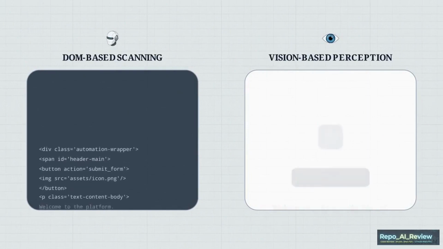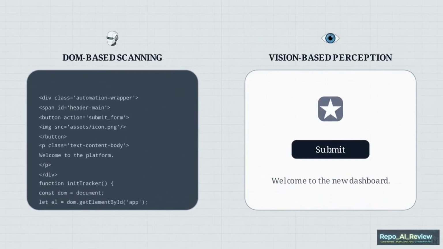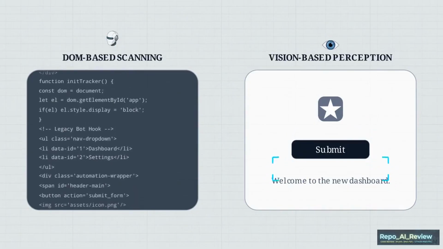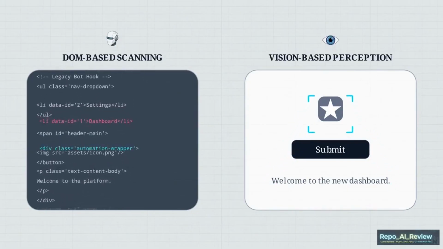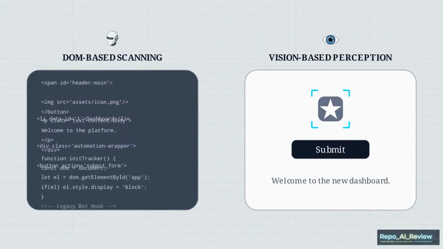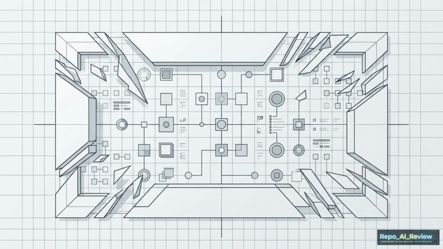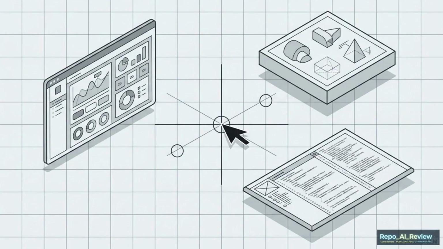UI-TARS bypasses the DOM. It operates as a multimodal AI agent that processes the actual screen pixels, icons, and text. The targeting overlay on the right shows how the agent evaluates the visual interface exactly as a human does. By removing the reliance on hidden HTML structures, automation is no longer tethered to web browsers. It can interact with any visual interface, on any platform, mimicking a human operator.